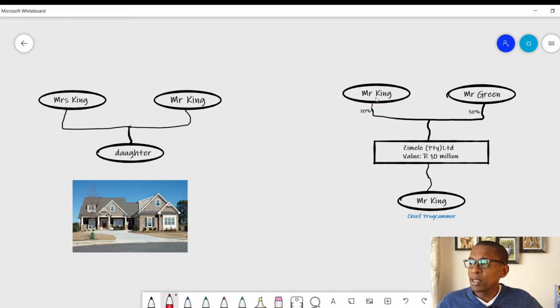And on the business side, Mr. King is a 70% shareholder, and Mr. Green, who is the other shareholder, is 30%, and the business is valued at 10 million rands. And Mr. King also happens to be the chief programmer within the company. Now we know that currently Zimele is worth 10 million rands, but initially, when the company began, Mr. King actually needed some capital in order to start the company. So he had to borrow 3 million rands in order to get things going. So he actually had to approach a bank to get funding for this 3 million rands.